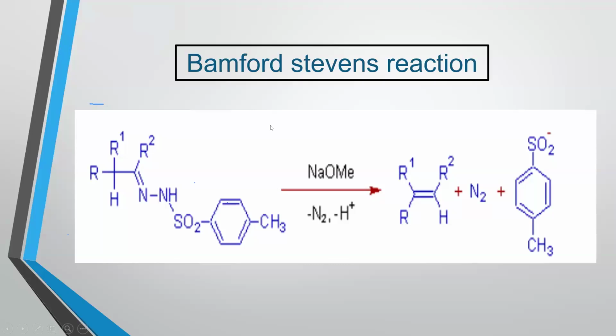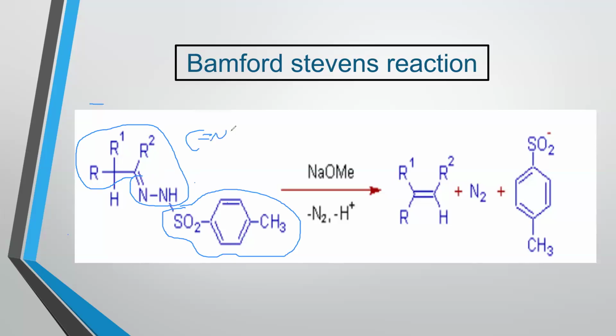This is Bamford Stevens. Okay. Again I am repeating, you have to see the starting material and the reagent. Based on that, you are able to get the idea of which reaction it is. So in case of Bamford Stevens, what you have to observe is this one. Paratoluene benzene sulfonyl, which is attached with this imine. Okay, you can call this an imine, because this is C double bond NH.